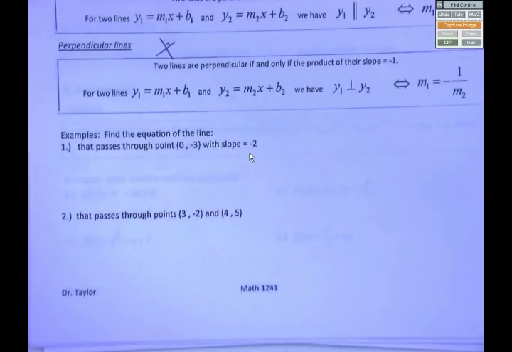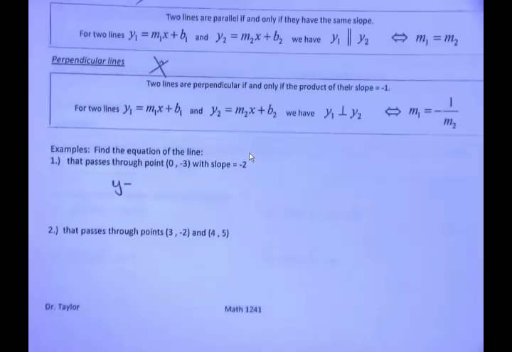Hold on. All right, there we go. I hit the freeze button. All right, I'm moving again.